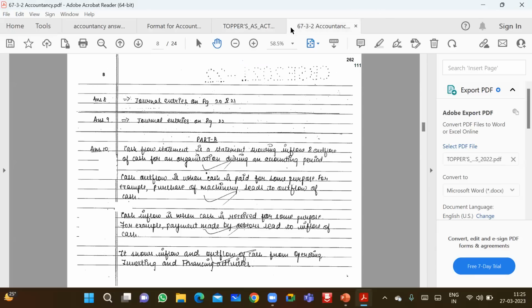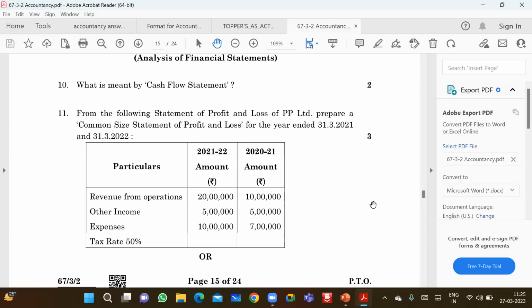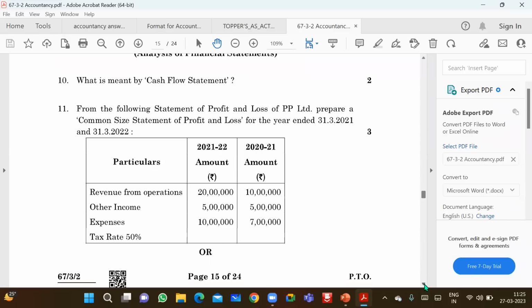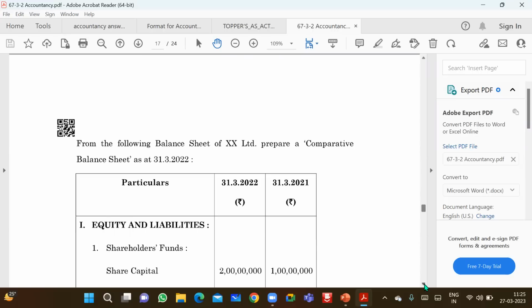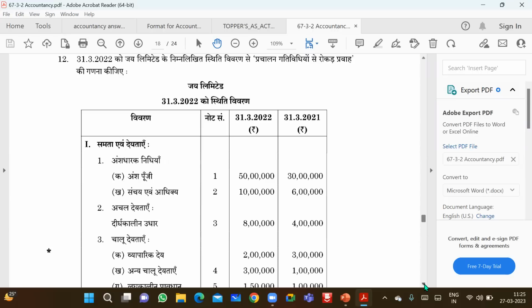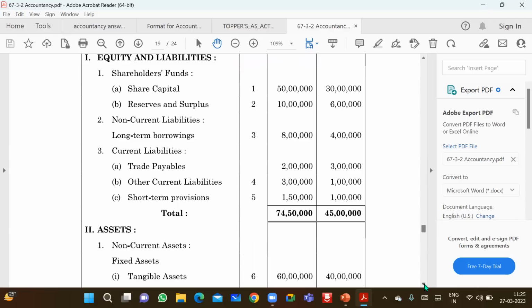And now question number 11. This is also not in the syllabus for this year, so we are not considering it. And now consider question number 12. Here question number 12 is relating to your cash flow statement.